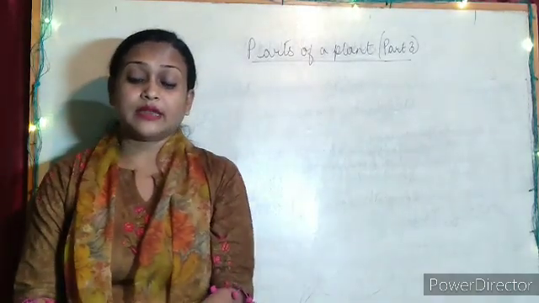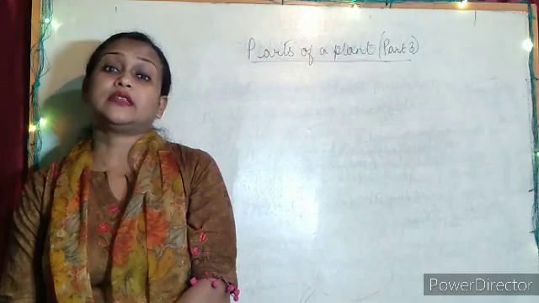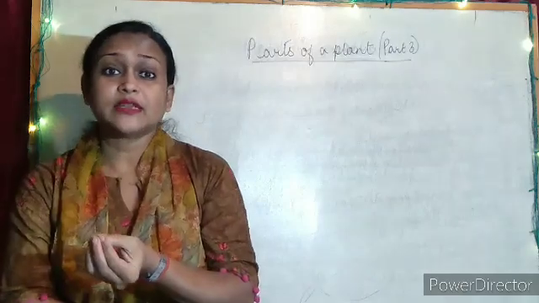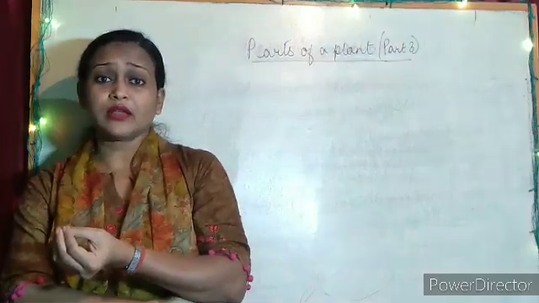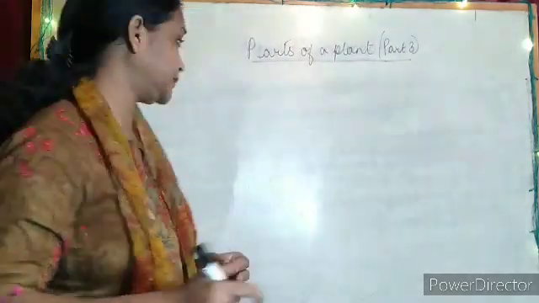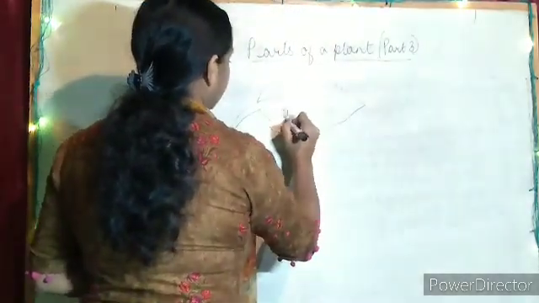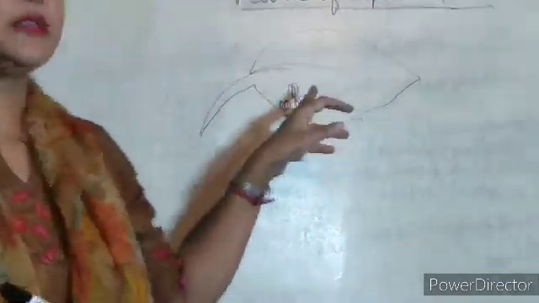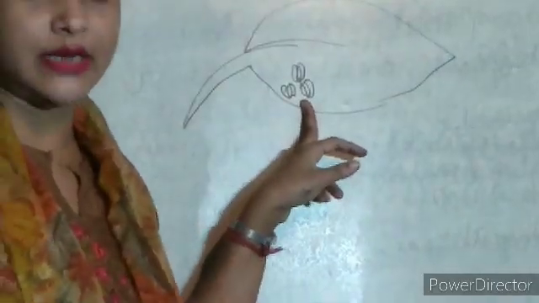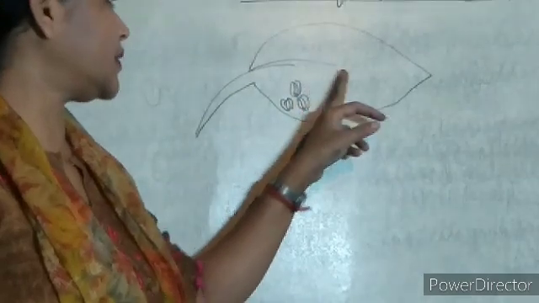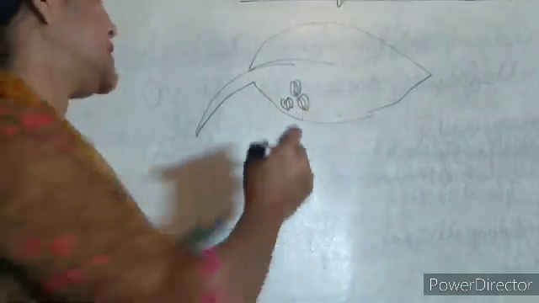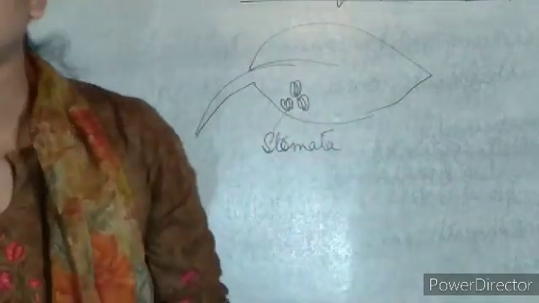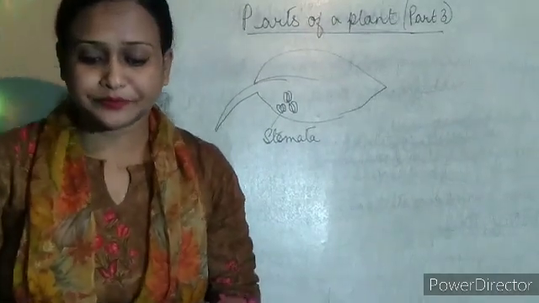Last session I discussed that plants have tiny pore-like structures present on the leaves which are known as stomata. I hope you remembered. I've shown these tiny pore-like structures which can be seen only under the microscope. These are present on the leaves and are known as stomata. Now why do plants have stomata? What is the function of stomata?